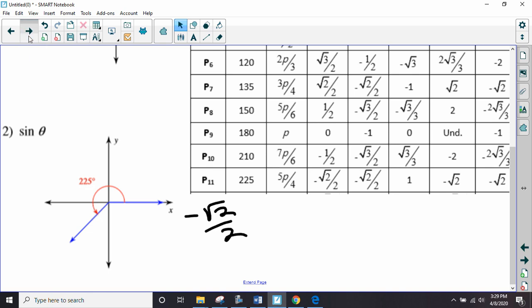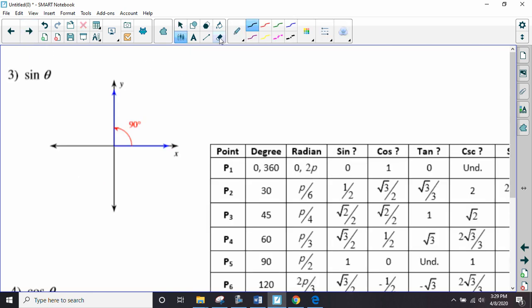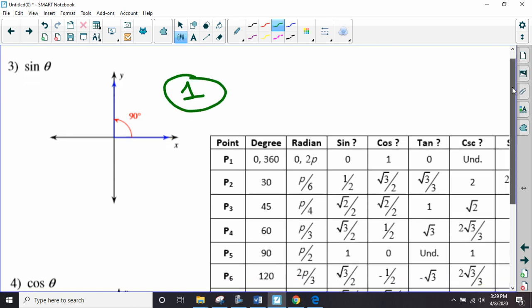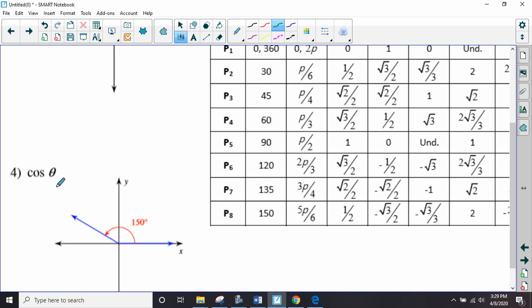Okay, I don't lie to you often. Notice I only said often. Now, moving on here. I'm not going to use red because there's red right there.